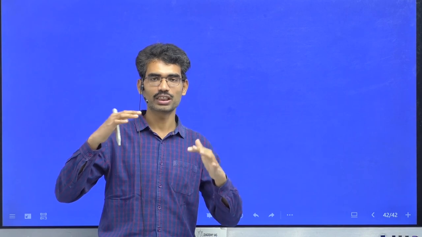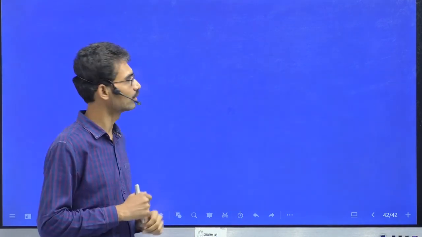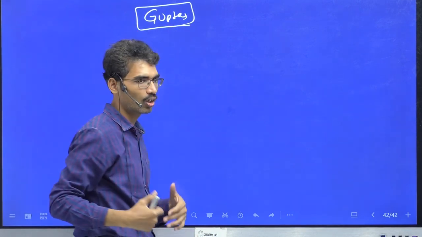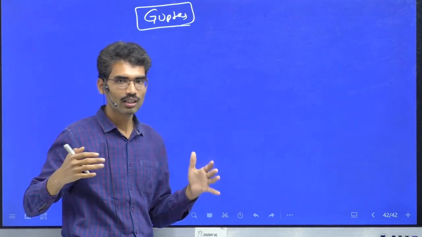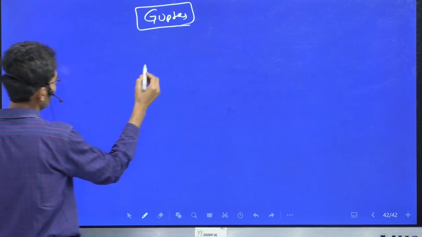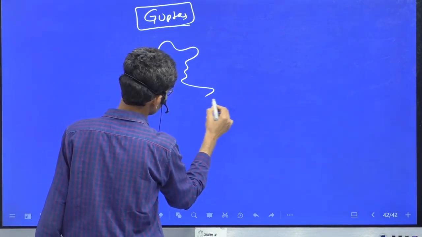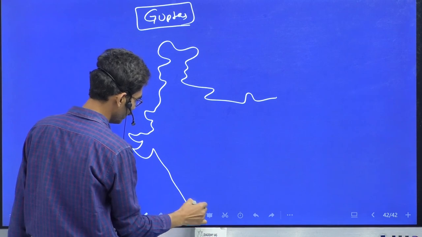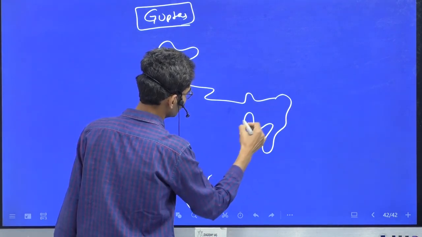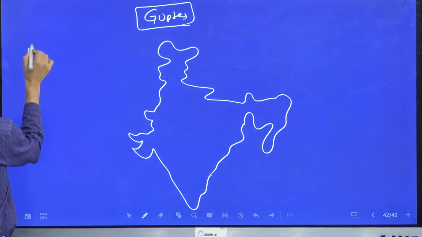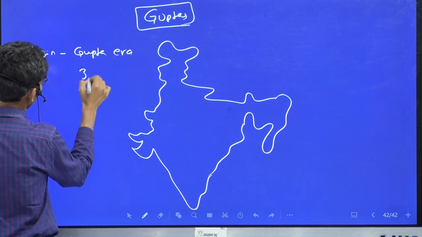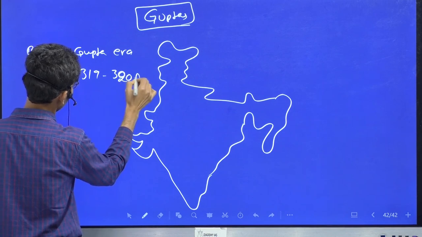After post-Mauryan period, now you can see religion-wise, Buddhism, Jainism, Brahmanism, they were continuously in competition. Guptas. After a long time, Mauryans unified it, later disintegration of polity. Once again, after Gupta, when Guptas came, they unified more or less maximum parts of India. The beginning is called Gupta era, 319 or 320 AD.